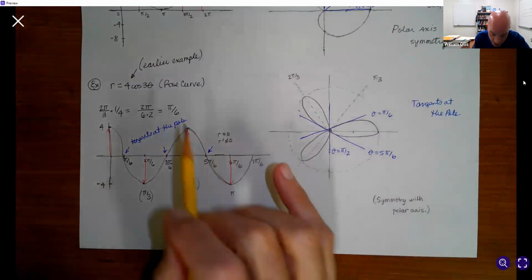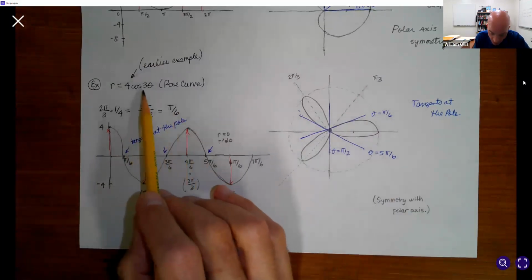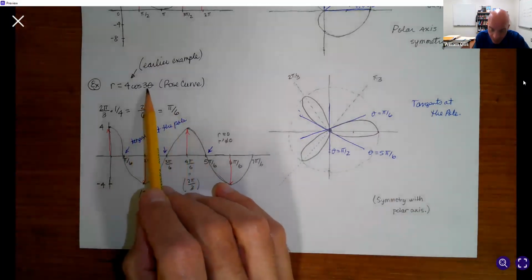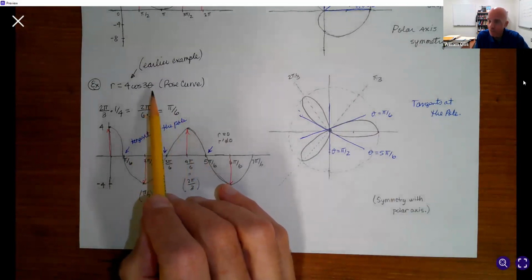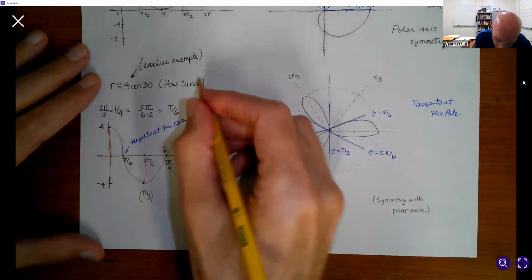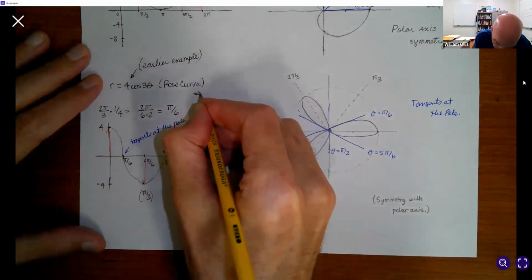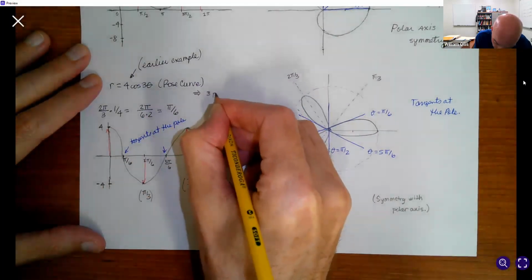Now, notice here, and this is what I was talking about before, where we have the multiple angle. Again, 3, the coefficient of theta, is odd, so this would imply that we would expect 3 petals.